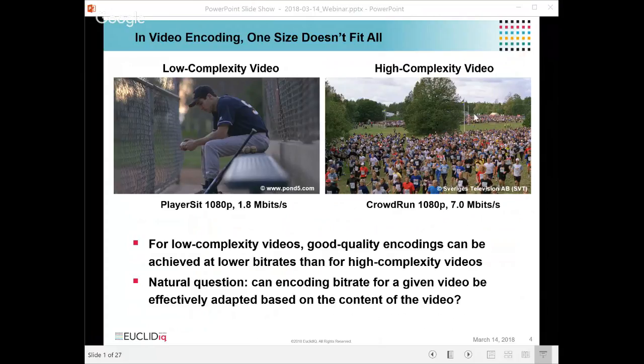By contrast, the screenshot on the right comes from a high complexity video in which several hundred runners are running toward the camera. Encodings of this video struggle to achieve satisfactory quality even at 7 megabits per second. The natural question that arises is, can the encoding bitrate for a given video be effectively adapted based on the content of the video? The answer is yes, and how that is done best is what the rest of this webinar is about. Before I go on, I want to point out that the A in ABR streaming refers to adaptation to network conditions. The adaptation we're discussing here is content adaptation, which is a second type of adaptation that can be added to standard ABR streaming.